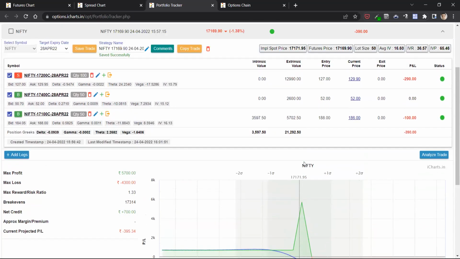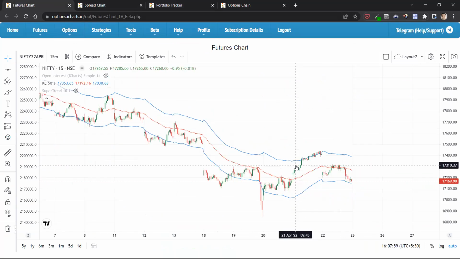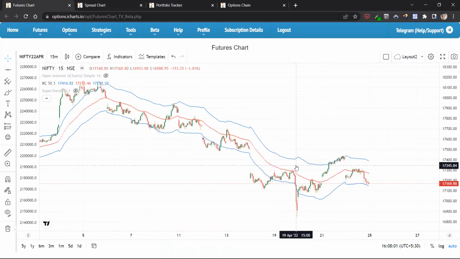How to find the direction? Is there any separate setup you are using? No, this is what I use: Keltner channels. That's it. And this is only to get the initial direction.